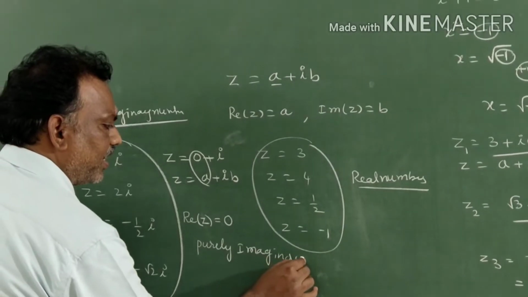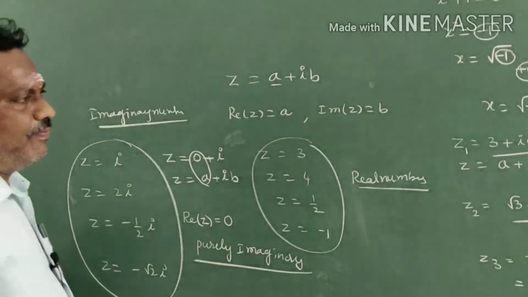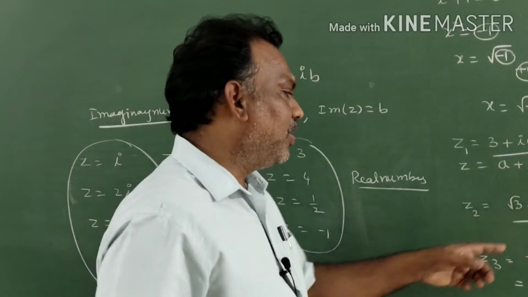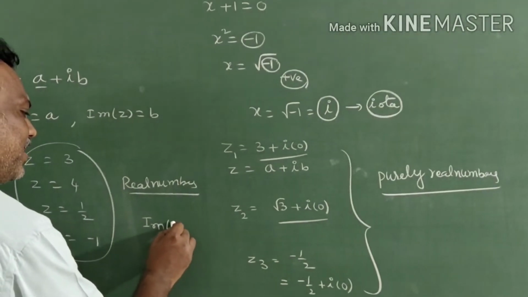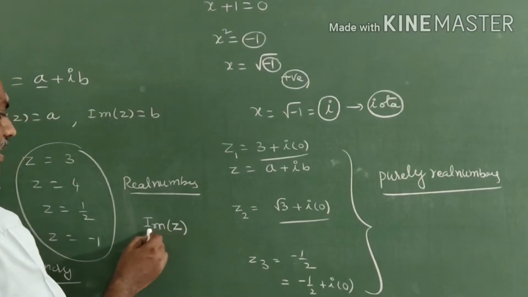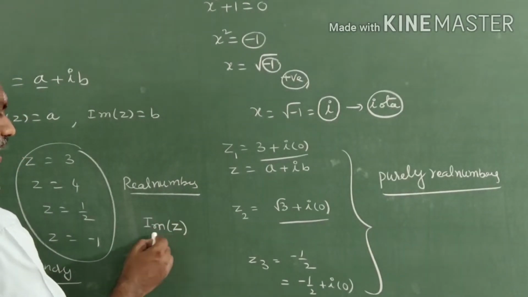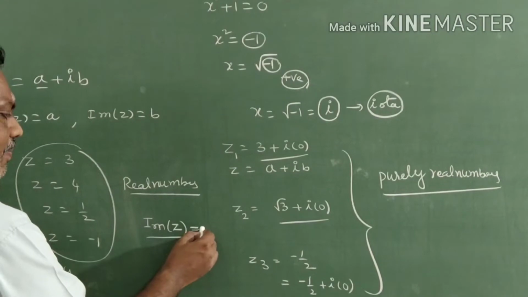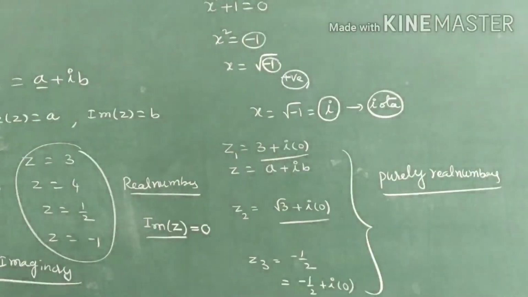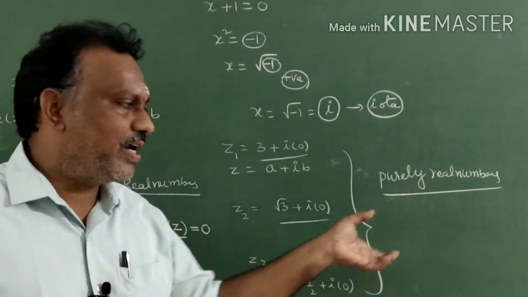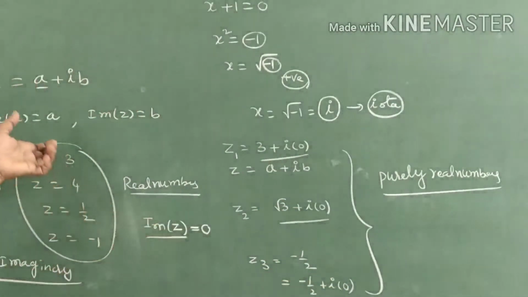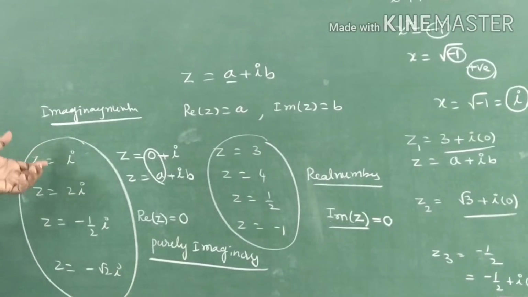These are purely imaginary. If the imaginary part is 0, the imaginary part of z, which we denote mathematically as Im(z), is 0. Such complex numbers are called purely real. So it is also a complex number. These are also complex numbers. These are also complex numbers.